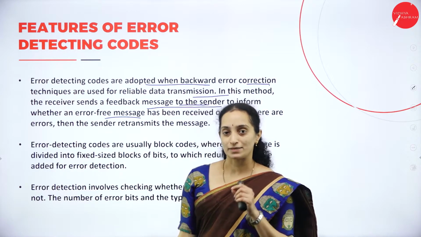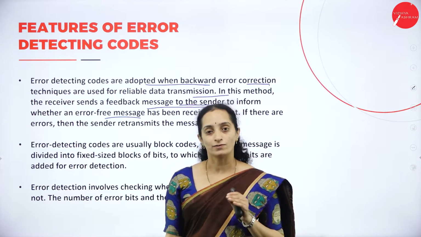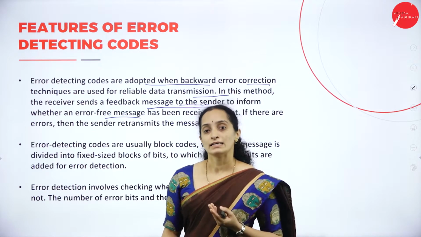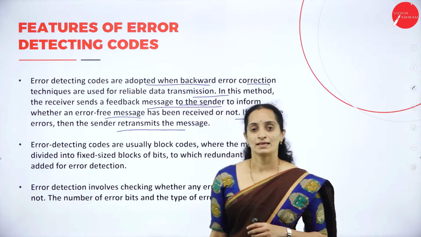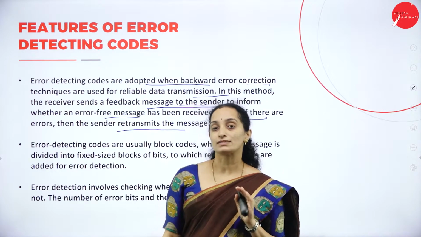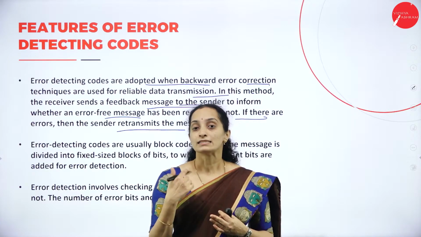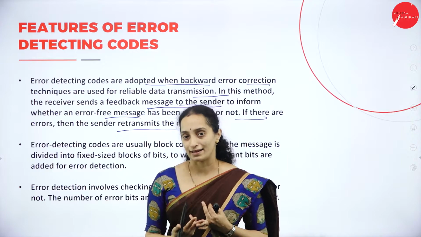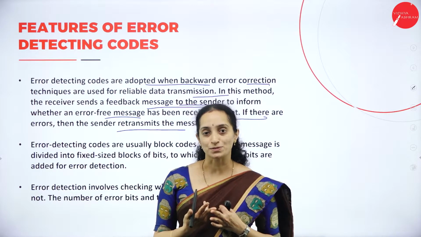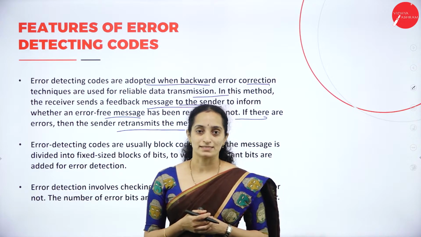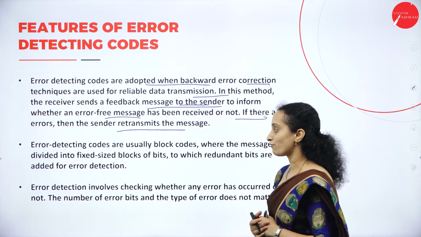whether the received message is in normal form, received as it is, or whether there is any error. If the error exists, the receiver will simply discard the received message and send an acknowledgement that there is an error in the message. The sender must then retransmit the message until the receiver gets the normal, correct form of the message.